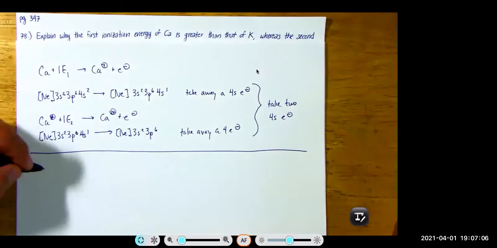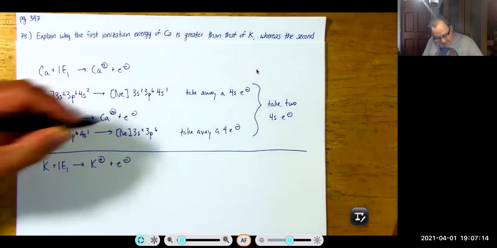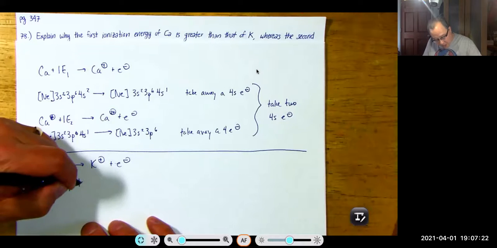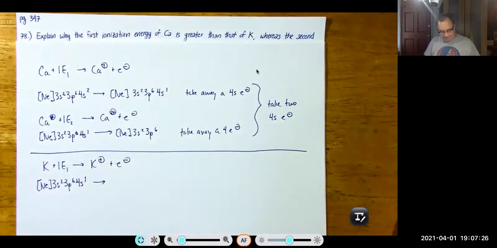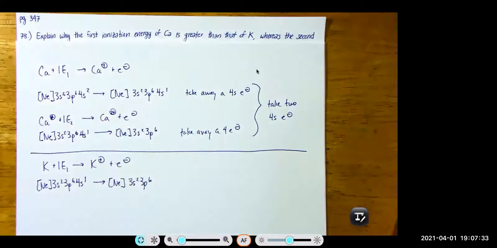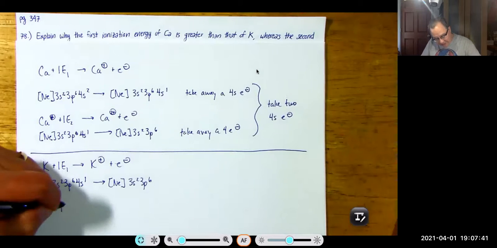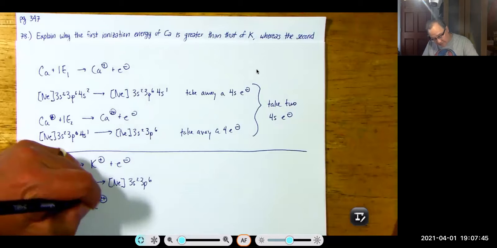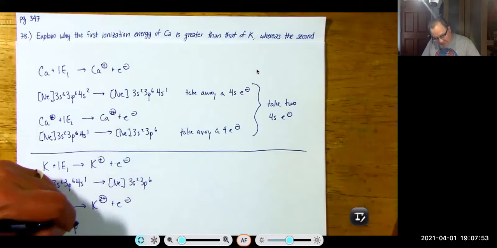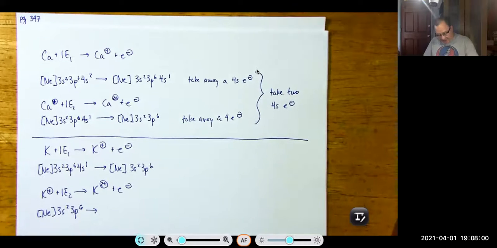Now for potassium plus ionization energy 1, you get potassium ion plus an electron, and potassium is neon, 3s2, 3p6, 4s1. What does it become? It would just be neon 3s2, 3p6. And we're done, right? Now, when you have potassium and you do ionization energy 2 and you get potassium plus 2, we're going to start with neon, 3s2, 3p6, and what does that become? A neon 3s2, 3p5. Yes, perfect.